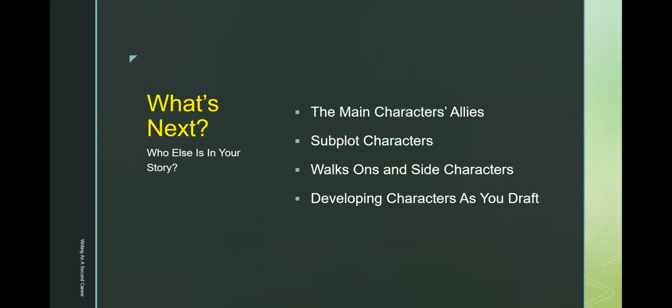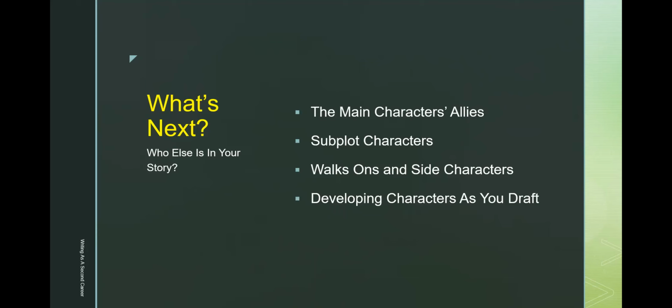Then there are the characters in your subplots. Most novels, almost all novels, have at least one subplot. And then we have those side characters, the other ones that we need for the various scenes and parts of the story, and the walk on characters. Think of them as extras in a movie or TV show.